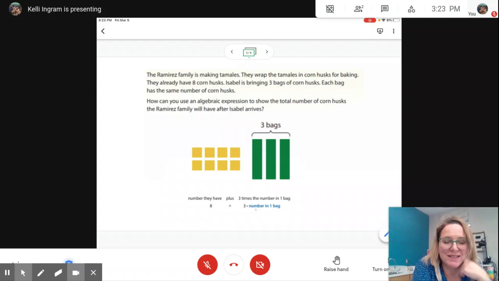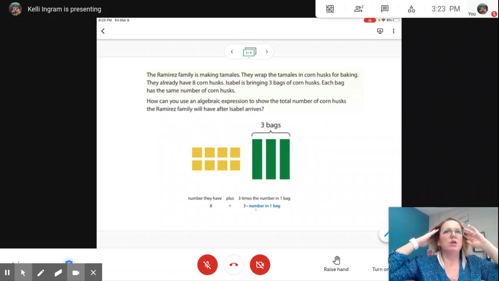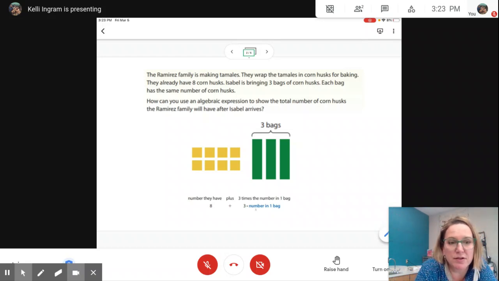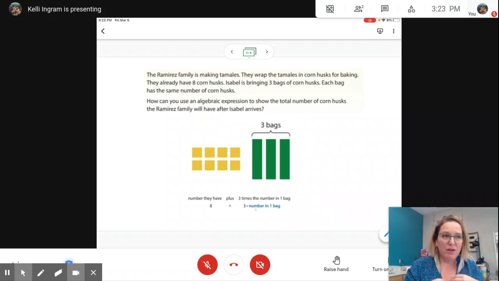All right. Hey, friends. Yesterday we did a little review of order of operations just to make sure you know what has to happen first, next, last, all that good stuff. Today we're going to start looking at putting some situations into expressions, algebraic expressions.